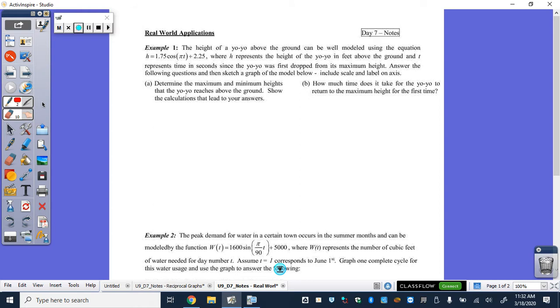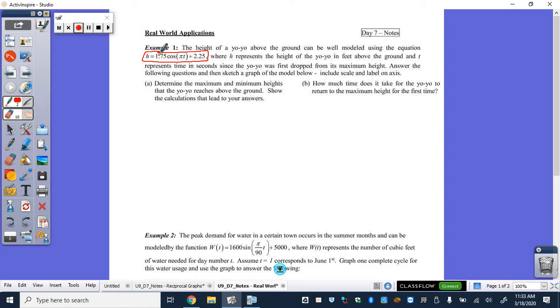Real world applications. The height of a yo-yo above the ground can be well modeled using the equation here, where h is the height of the yo-yo in feet above the ground and t represents time in seconds since the yo-yo was first dropped from its maximum height. This is a cosine, so it does start at the maximum. Answer the following questions and then sketch a graph of the model below, including scale and label on your axis.